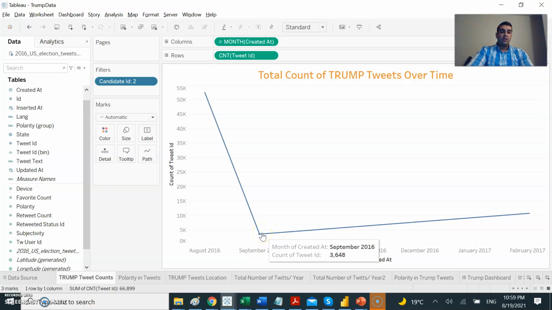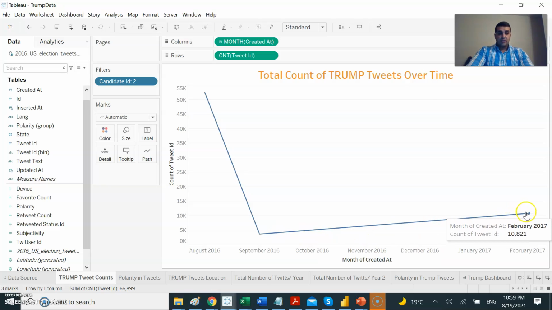After that, the total count of tweets started increasing slightly, in an almost steady way, until it reached 10,000 in February. So as you can see from this diagram, at the beginning of the election in 2016 the count was too high, then it started declining, and then slightly increasing.